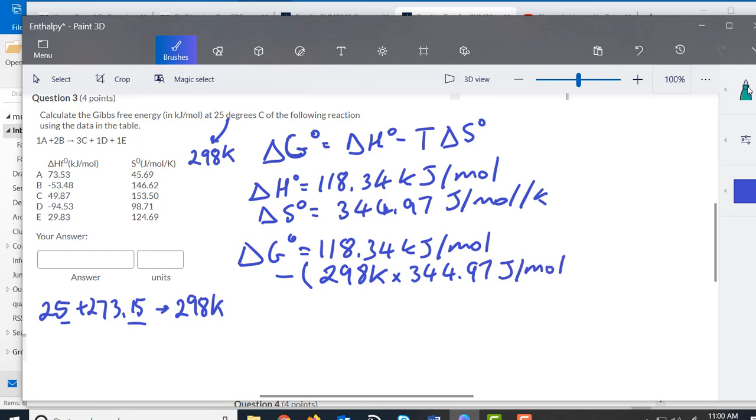Now you can see what's happening here is that we've got two different sets of units. We've got kilojoules up here, but we've got joules down here. So what I'm going to do is convert this into kilojoules, and I do that by multiplying by 1 kilojoule over 1000 joules. Now the kelvins will cancel, and the joules can cancel, and we're left with kilojoules per mole, which matches the unit on delta G.